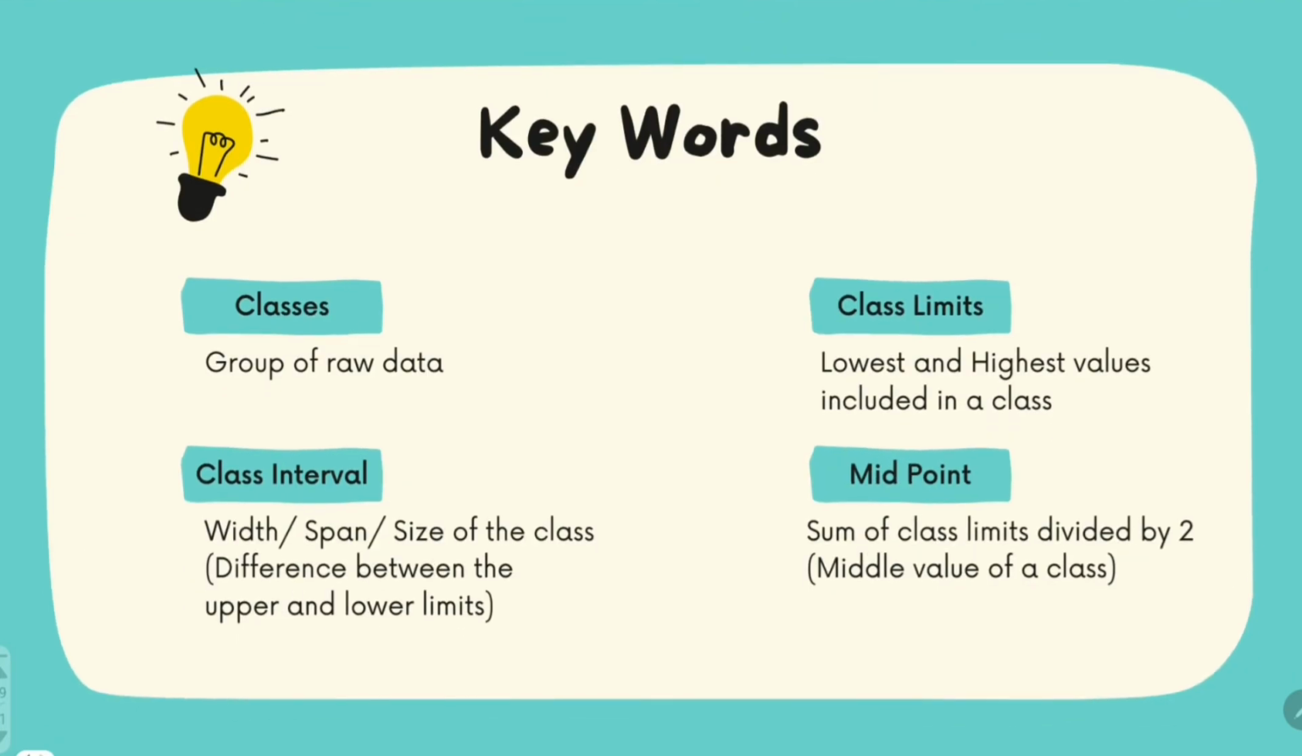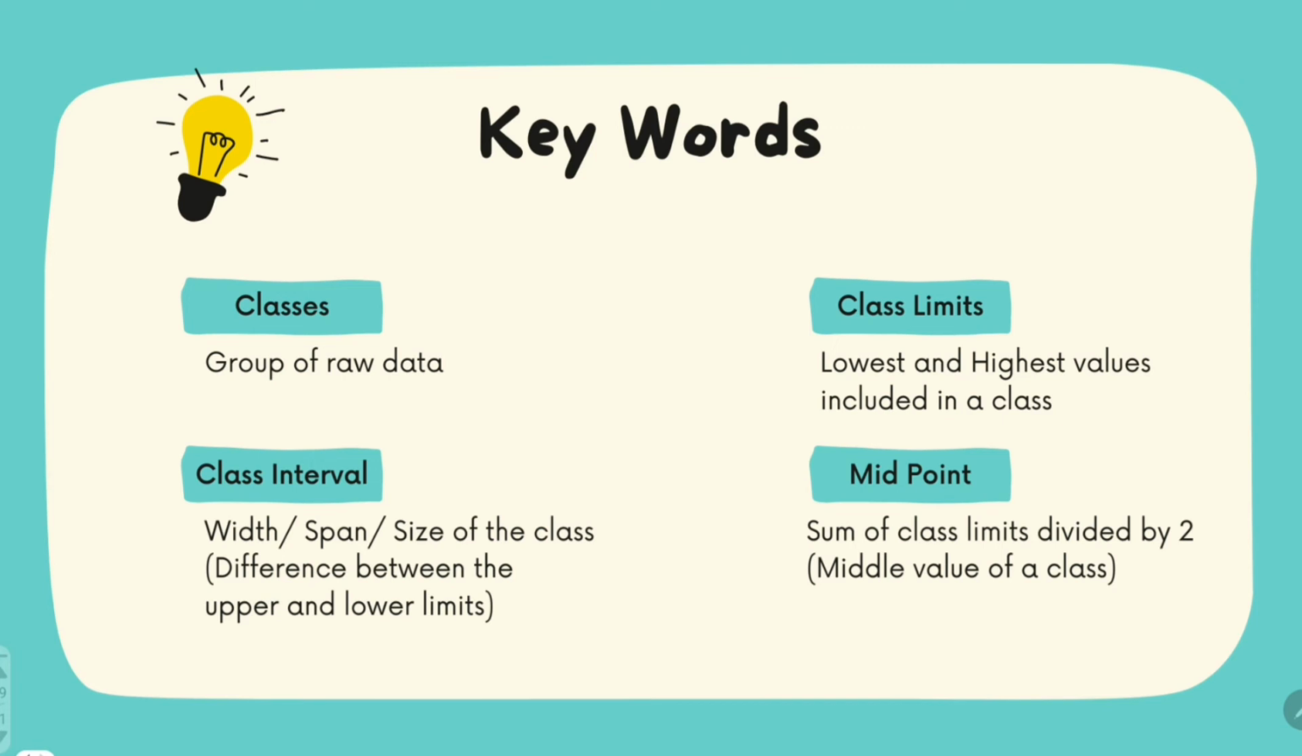So a few keywords always come into the picture when we are classifying or presenting data. One of them is classes. If you have any difficulty in understanding these keywords, this would be helpful. Classes are just groups of raw data. Okay, and a class interval, class limits. We'll talk about class limits.